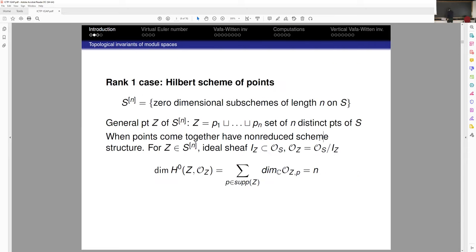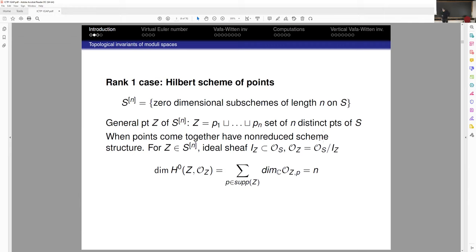And so let's first look at the simplest case, which is in some sense the case of rank one, although of course it doesn't look like it. This is the case of Hilbert schemes of points. So you denote by S^[n] the Hilbert scheme of zero-dimensional subschemes of length n on S. This is a nice scheme which parameterizes the zero-dimensional subschemes. So what are these? A general point of it would just be a set of n distinct points on S. But these points can come together, in which case we have a non-reduced scheme structure.